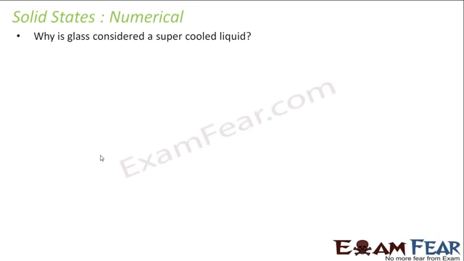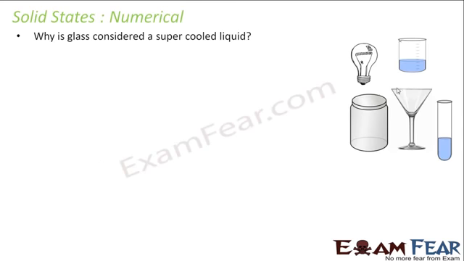The question is, why is glass considered a super cool liquid? The first reason is that glass is amorphous, and this glass has a tendency to flow. That's why they are called super cool liquid. If you see all this glass we have made, you first melt it, you get the glass balls, liquid glass, and then you blow and make different shapes.